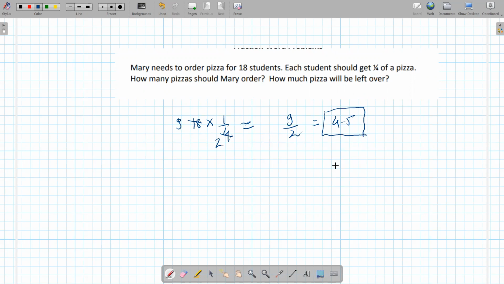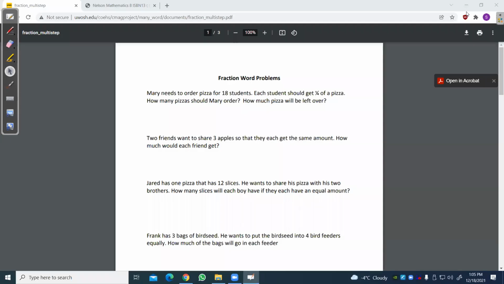So how many pizzas should she order? Just 4. No, well, four is not enough, it's going to be 5. Yeah, exactly, 5. She should order 5 pizzas. How much is left? Half a pizza. Yeah, exactly. Half a pizza. There you go. So that's the answer to that one.